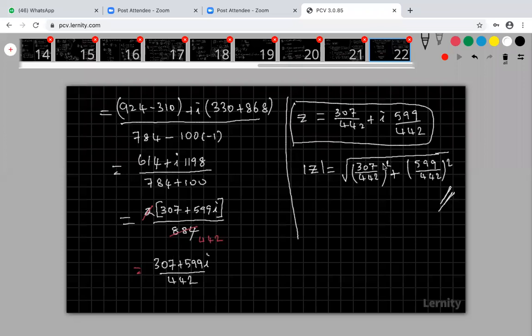If the modulus is very tedious like this, in your exam you write that. If the square value is 2, 3, 4, or some 10, 12, then you can simplify that. But if it is big like this, 307 the whole square, 599 the whole square, you stop up to this. Marks will be given, don't worry.